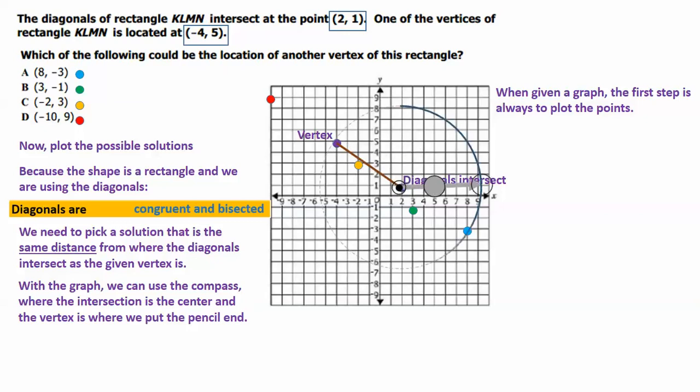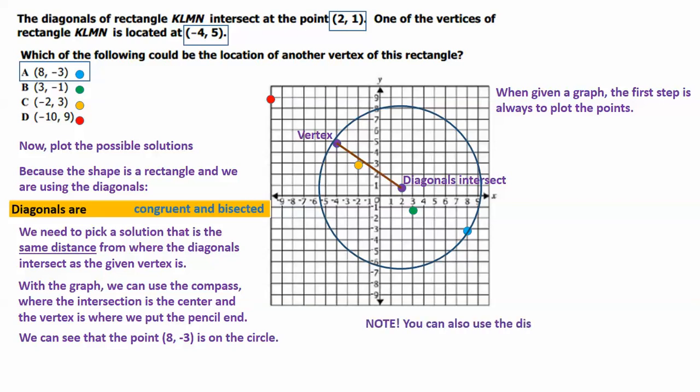Drawing our circle, we can see that the dot (8, -3) is on the circle. That is, it's going to be the same distance from where the diagonals intersect as the other vertex. Therefore, our solution is going to be (8, -3). Note, I didn't have to use the compass. I could have used the distance formula or the Pythagorean theorem to see which segment has the same length.